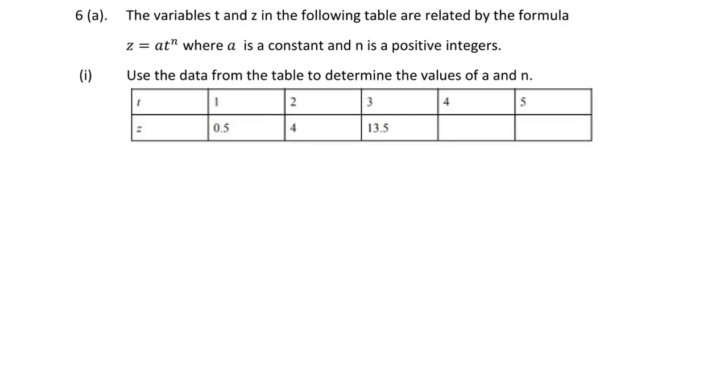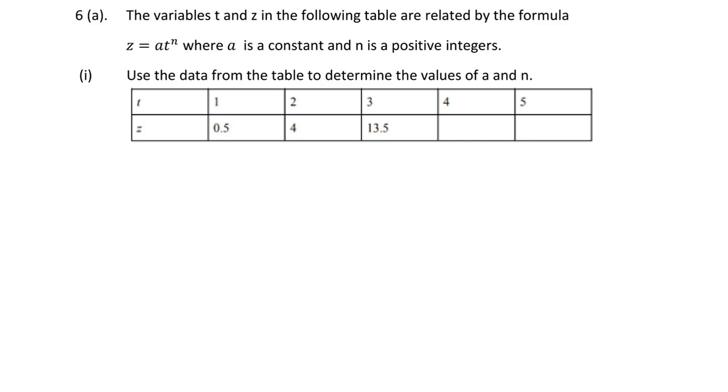Okay, so moving on to question number 6, part A. The variables t and z in the following table are related by the formula z equals a t to the power n, where a is a constant and n is a positive integer. So for Roman 1, we are supposed to use the data from the table given to determine the values of a and n.